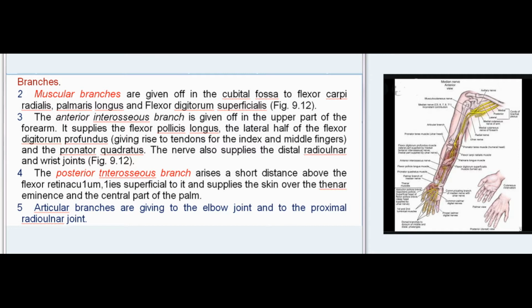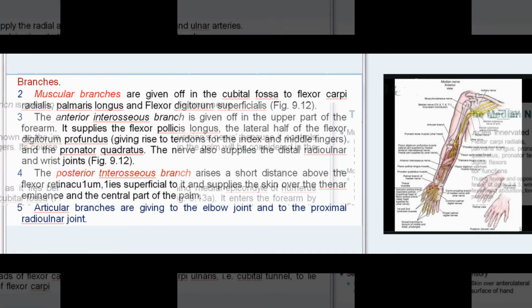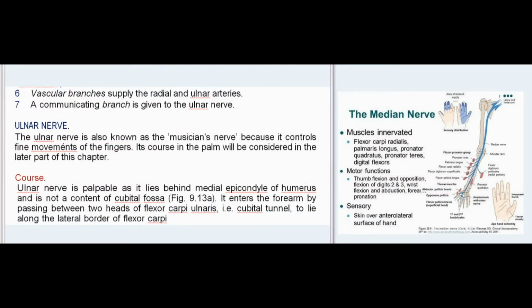3. The palmar cutaneous branch arises a short distance above the flexor retinaculum, lies superficial to it, and supplies the skin over the thenar eminence and the central part of the palm. 4. Articular branches are given to the elbow joint and to the proximal radioulnar joint. 5. Vascular branches supply the radial and ulnar arteries. 6. A communicating branch is given to the ulnar nerve.